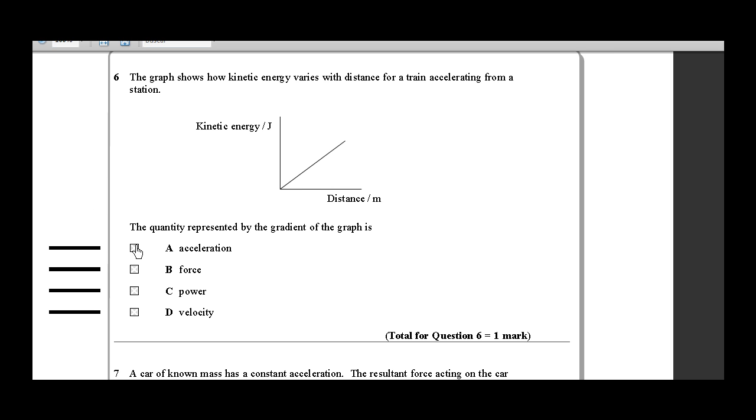The graph shows how kinetic energy varies with distance for a train accelerating from a station. So as distance increases, the kinetic energy increases, both of them linearly.